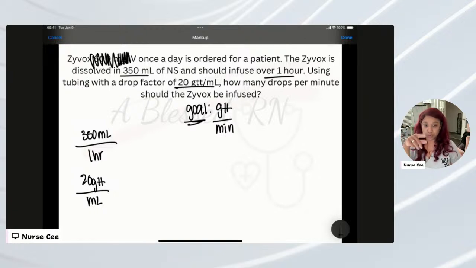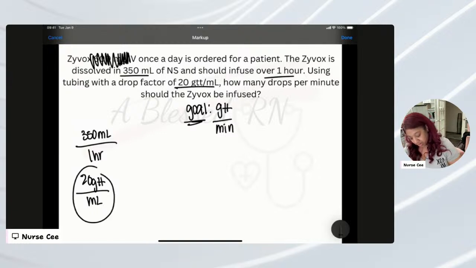So it's going to drip, drip, drip, drip, drip in the chamber, and you count the drops per minute. Okay, that's all a drop factor is: how many drops will give a milliliter of solution or medicine. Okay, so now we got our puzzle pieces and we got rid of the fluff. So we're looking for drops. We're going to start with drops. 20 drops over mL.